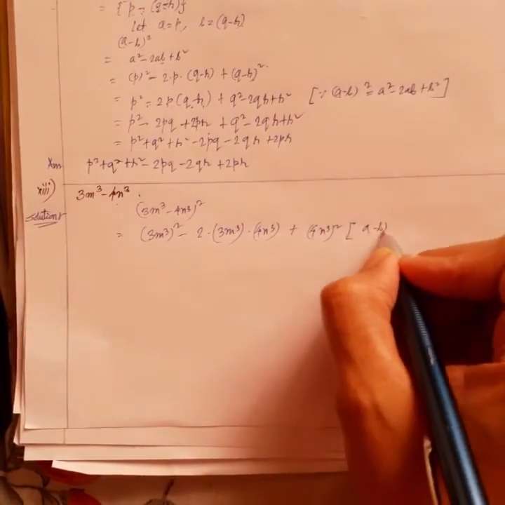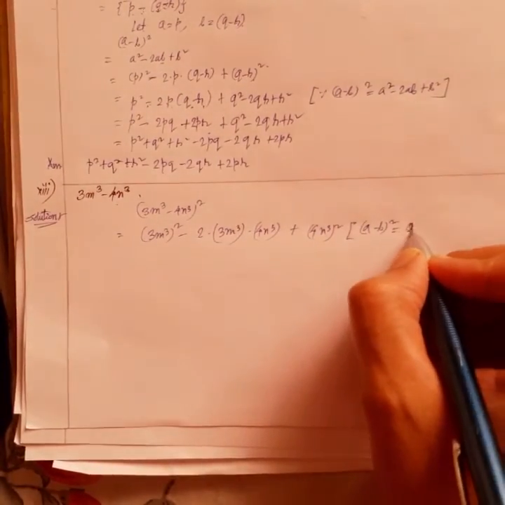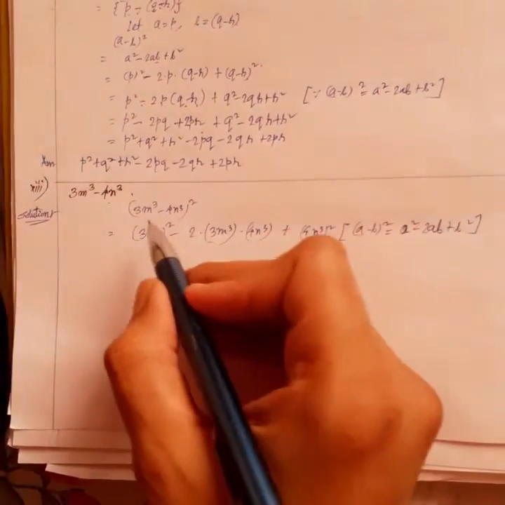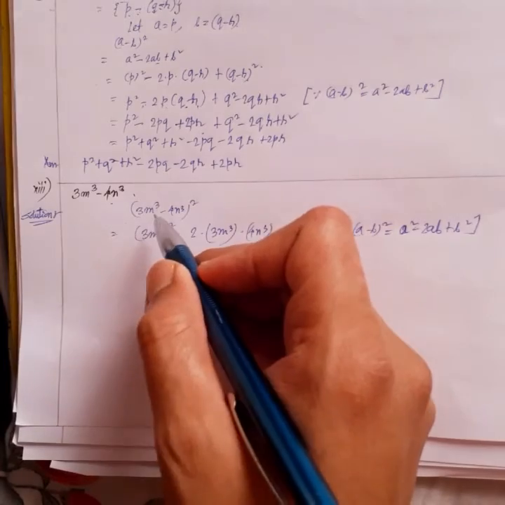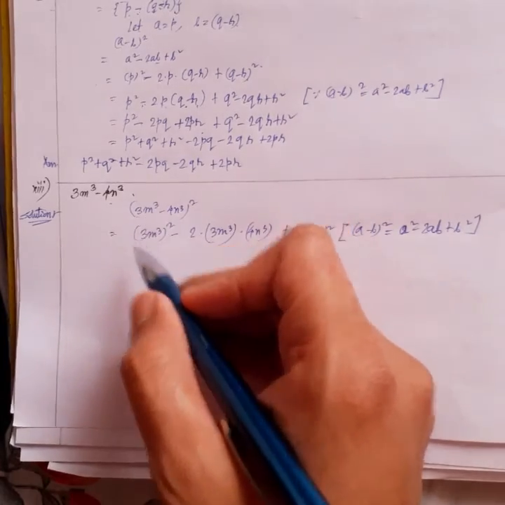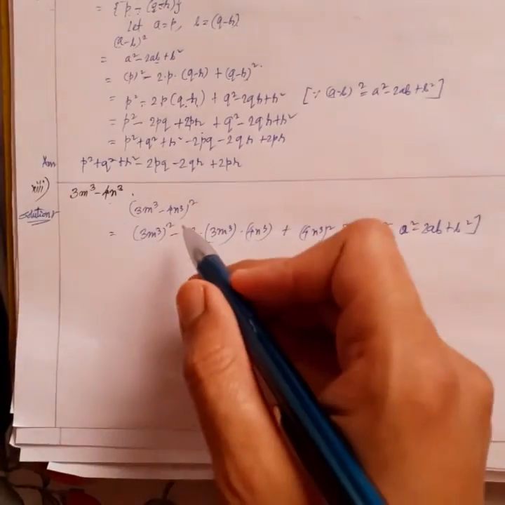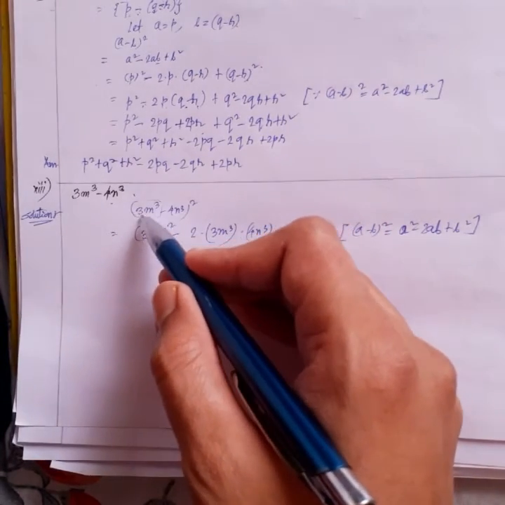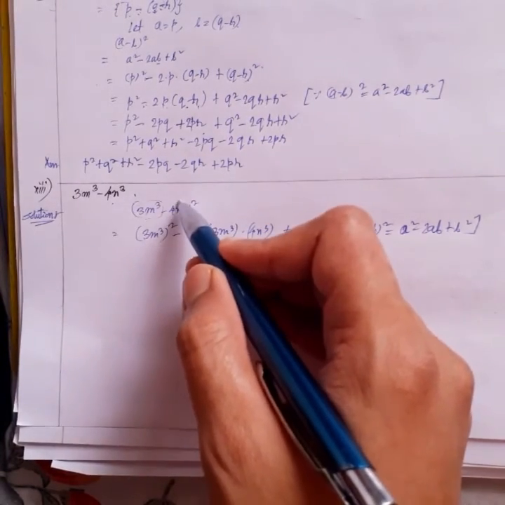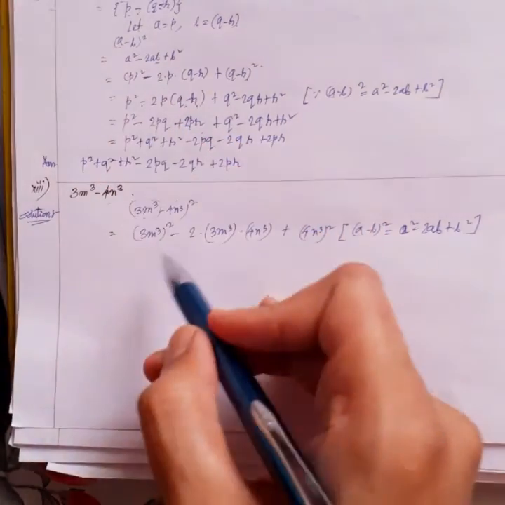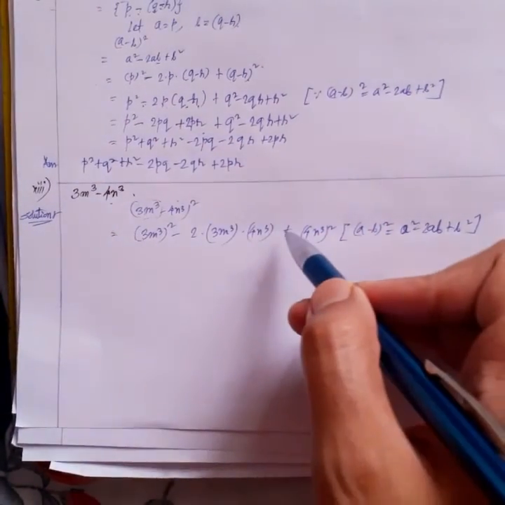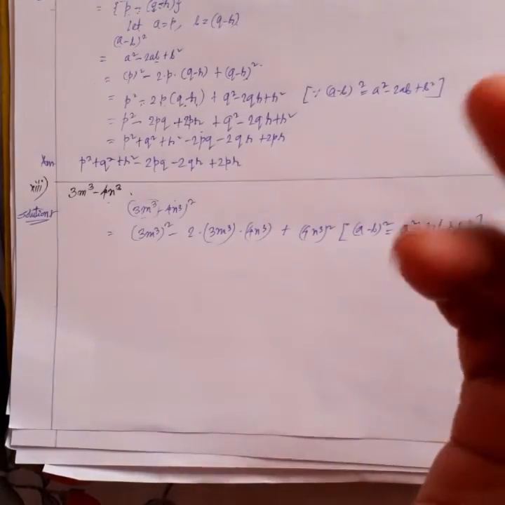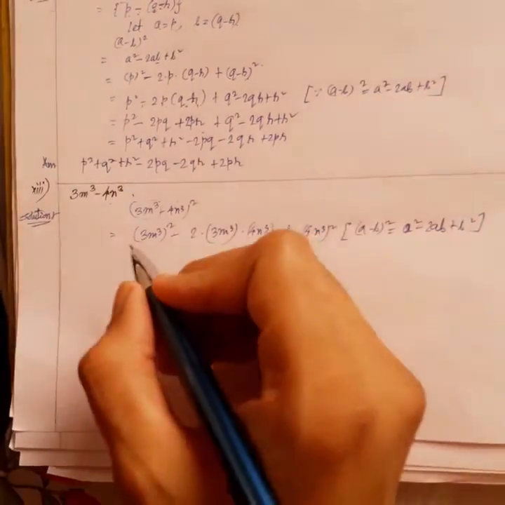Mention the formula a minus b whole square is equal to a square minus 2ab plus b square. Note that for your convenience, if you find yourself confused in this presentation, you can otherwise consider 3m cube to be a and 4n cube to be b, like we have done over here. Then use the formula a square minus 2ab plus b square. Then in place of a you can write 3m cube, and in place of b you can write 4n cube. That can be done.